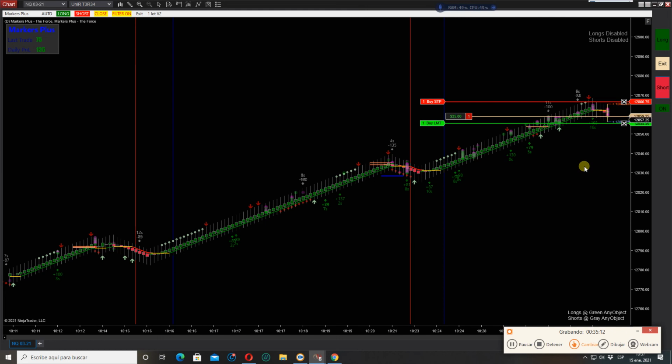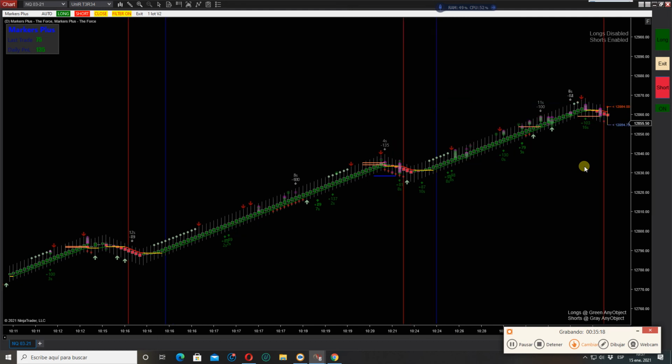Target filled. Okay, there you go. Another winner. Almost stopped me out. Almost. I saw the order flow here from NinjaTrader, so I just knew it was going to work, but you never know, guys. You never know. These markets are so crazy that sometimes you think it's going to work and it doesn't work.